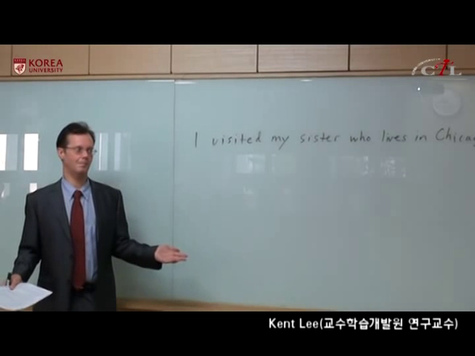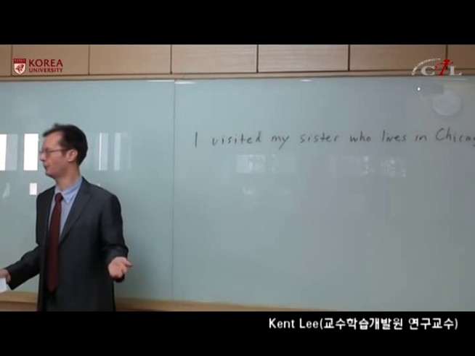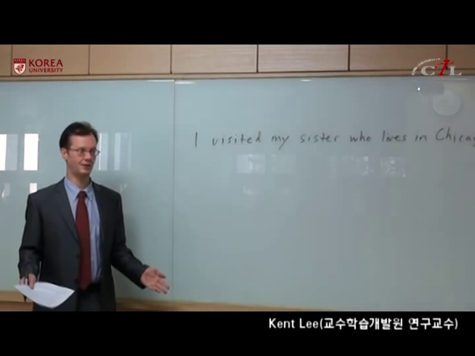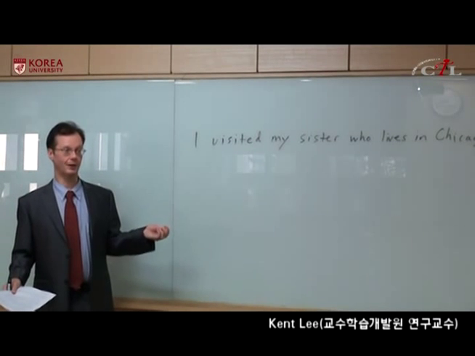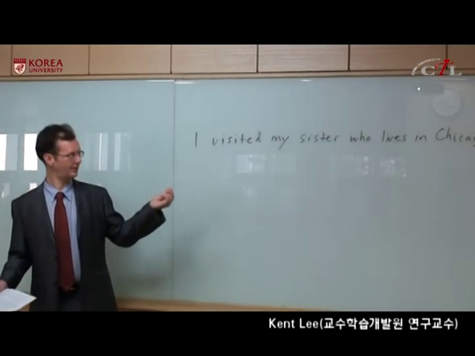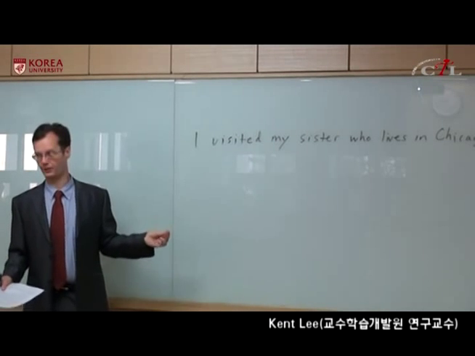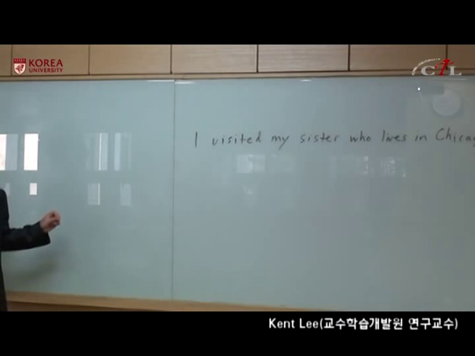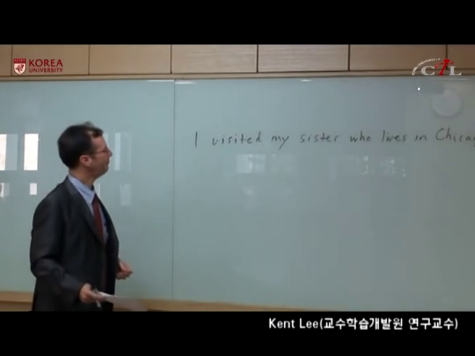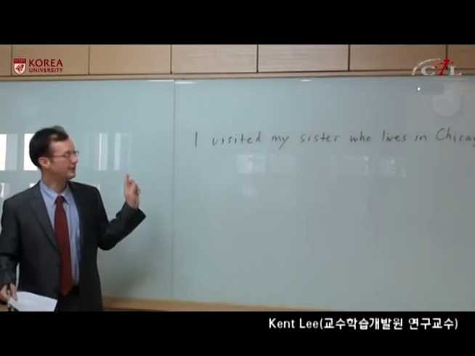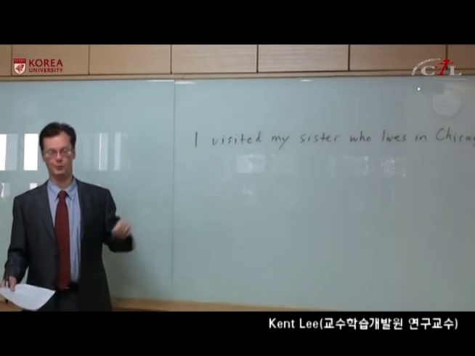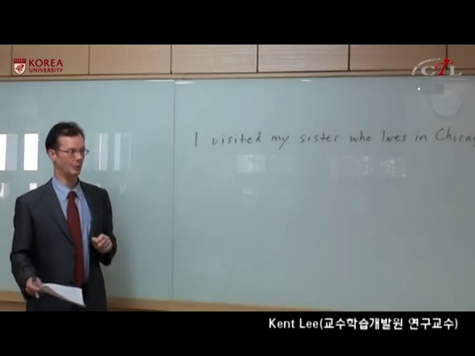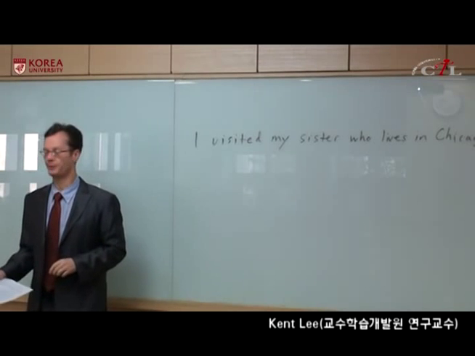Maybe I have two sisters and you don't know that. Or maybe you don't know anything about my sister at all. And so I'm identifying my sister and who she is. In this case, I visited my sister who lives in Chicago. So in that case, the relative clause identifies which sister, not the sister who lives in Toronto, or whatever. So that's the normal kind of relative clause. And of course, this would be most common in academic writing and in general speaking.